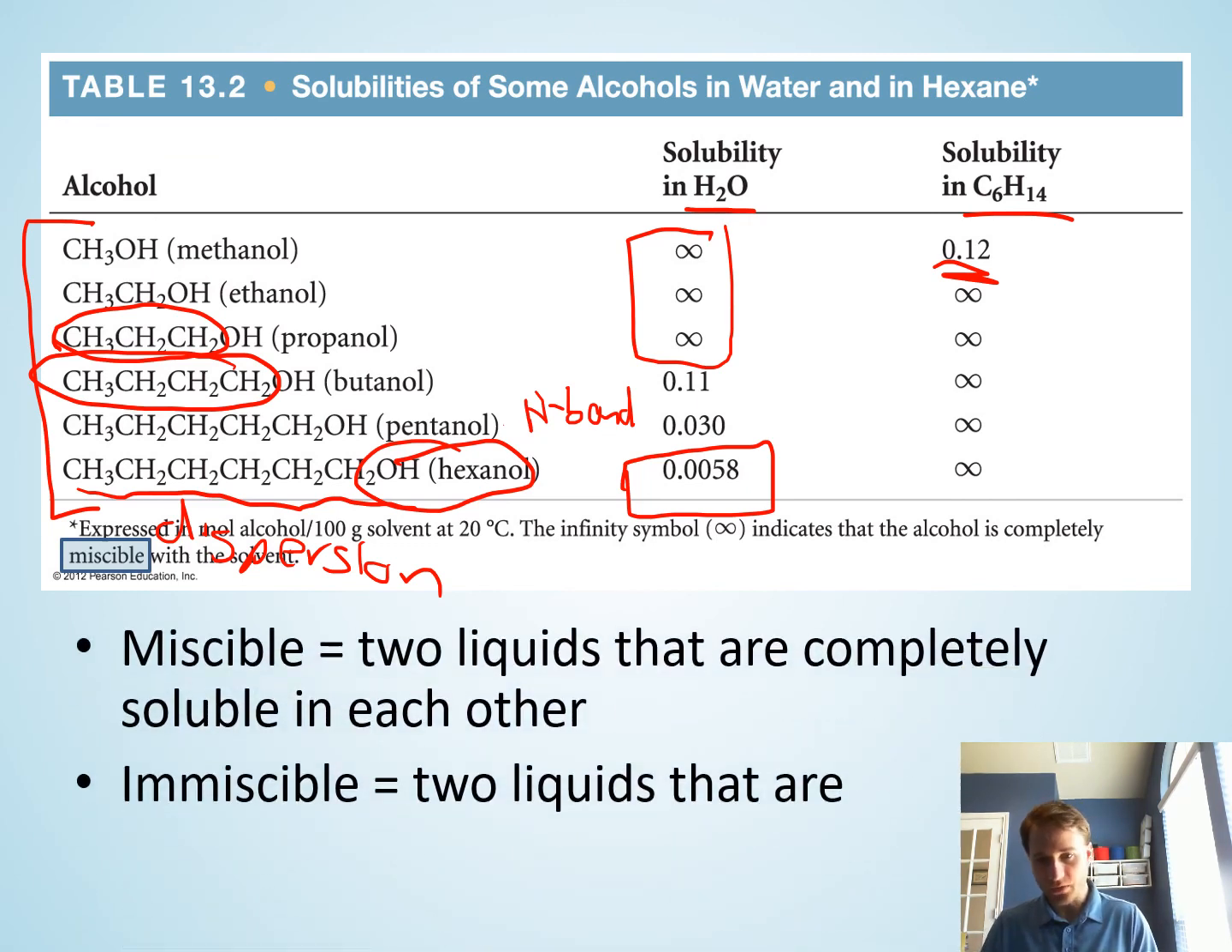Okay, and just to wrap this up, this table talks about miscible and immiscible, and this just describes the mixing of two liquids together. If I mix two liquids together and they mix completely, then that is miscible. If I mix two liquids together and they don't mix completely, that is immiscible. Things like oil and water are obviously immiscible liquids, while something like methanol and water would be miscible liquids.